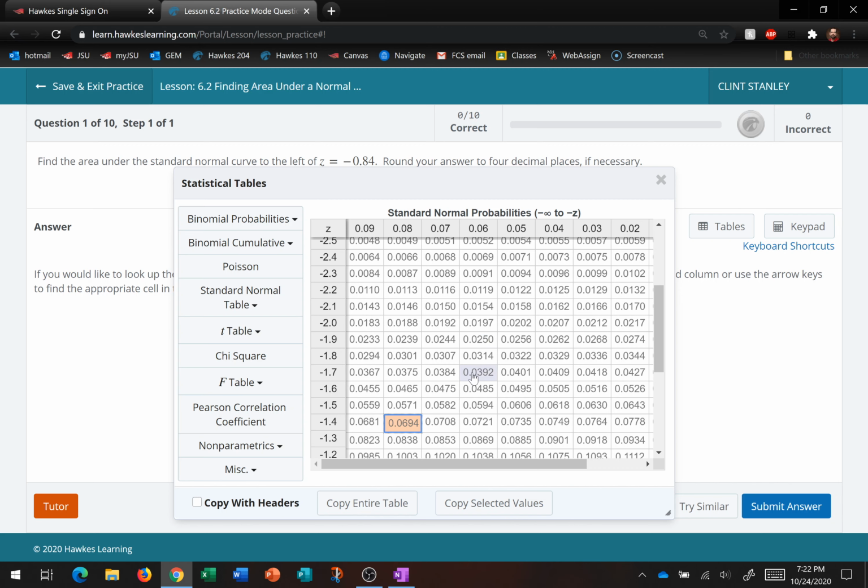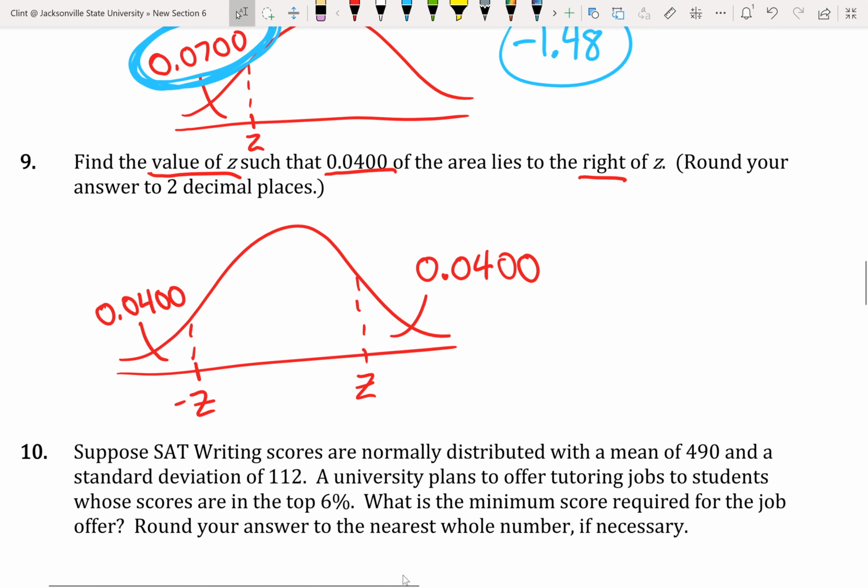So let's see. Here are two that are close, 0.0392 and 0.0401. This one's very close, it's the closest. So this corresponds to a z of negative 1.75, but we want the area to be to the right. So instead of negative 1.75, our answer is going to be positive 1.75. I want the positive one.